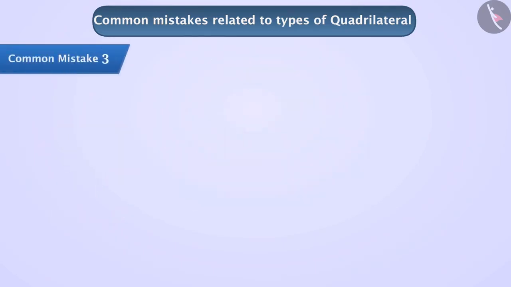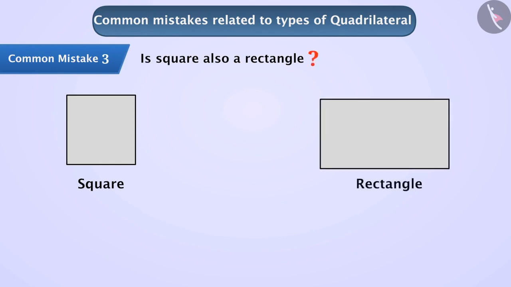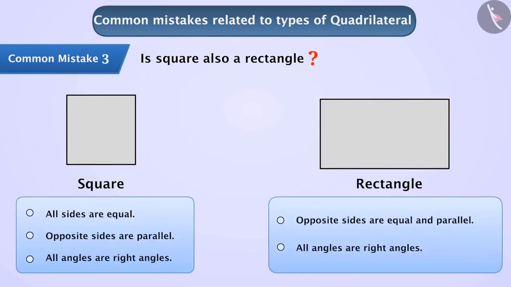Common mistake 3. Is a square a rectangle too? Think for a while. Let me explain this. Many students think that a square is not a rectangle because squares do not look like a rectangle. Remember that we identify quadrilaterals on the basis of their properties and not by just looking at it. Just like in a rectangle, opposite sides of a square are equal and parallel, and all angles of the square are right angles. Therefore, a square is also a rectangle.